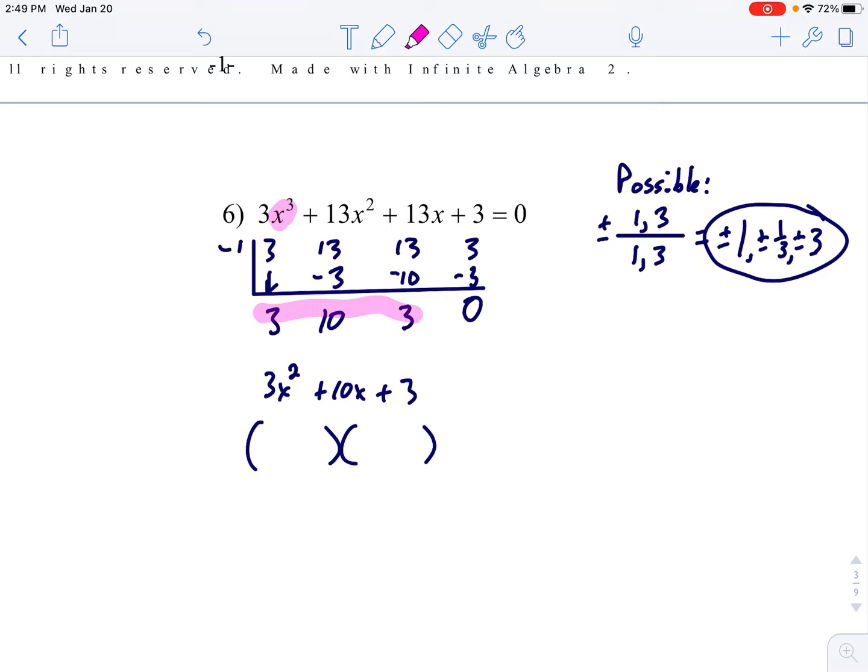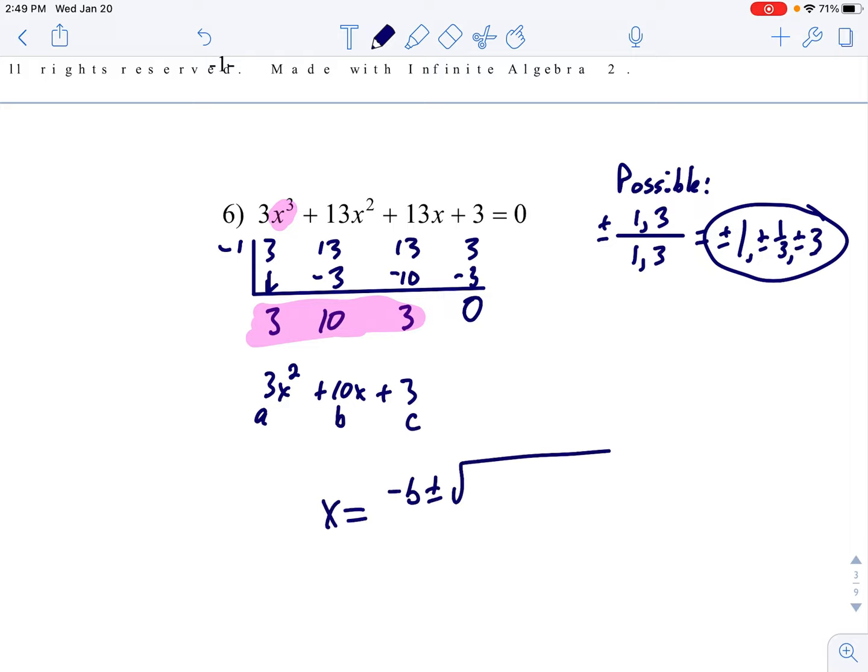Once you get down to 3 numbers, if you like to factor, stop the synthetic and do this. Now, honestly, most people don't like to factor when there's a lead coefficient out there. It's kind of a pain. Another option, though, is you could call this A, B, and C, and then you could use the quadratic formula. Remember this? So you can plug in 3, 10, and 3 into the quadratic formula and work that out.